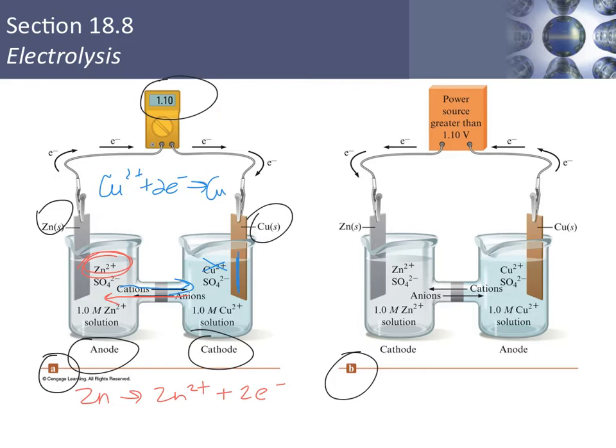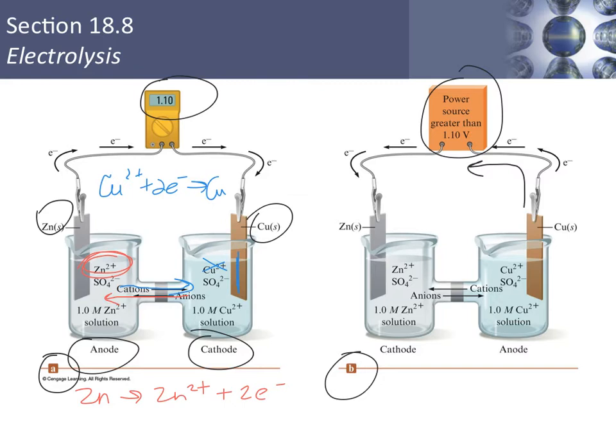Electrical energy is used to produce a chemical change. You can see there's a power source here, and this power source has to be greater than 1.10 volts. We're using the same substances in both cells. In the electrolytic cell, we are forcing electrons to go from the copper to the zinc this time. This is the opposite of the galvanic cell. So in the electrolytic cell, we are forcing a non-spontaneous chemical reaction to occur.